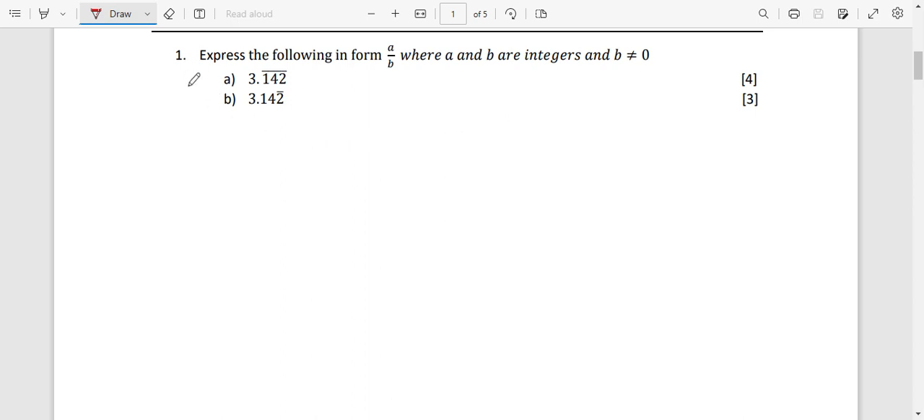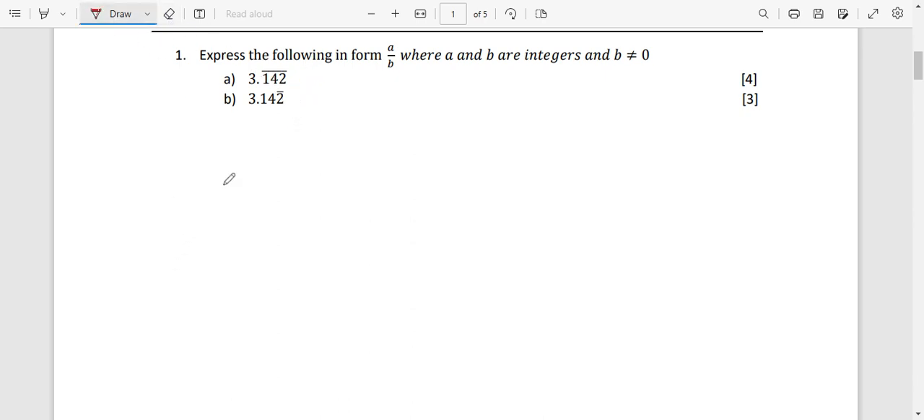So the first question: express the following in the form a over b, where a and b are integers and b is not equal to 0. So the denominator can't be equal to 0. And these two questions we are seeing here are just coming from last year's exams. The first one was from last year's final exam. The second one was from last year's supplementary exam.